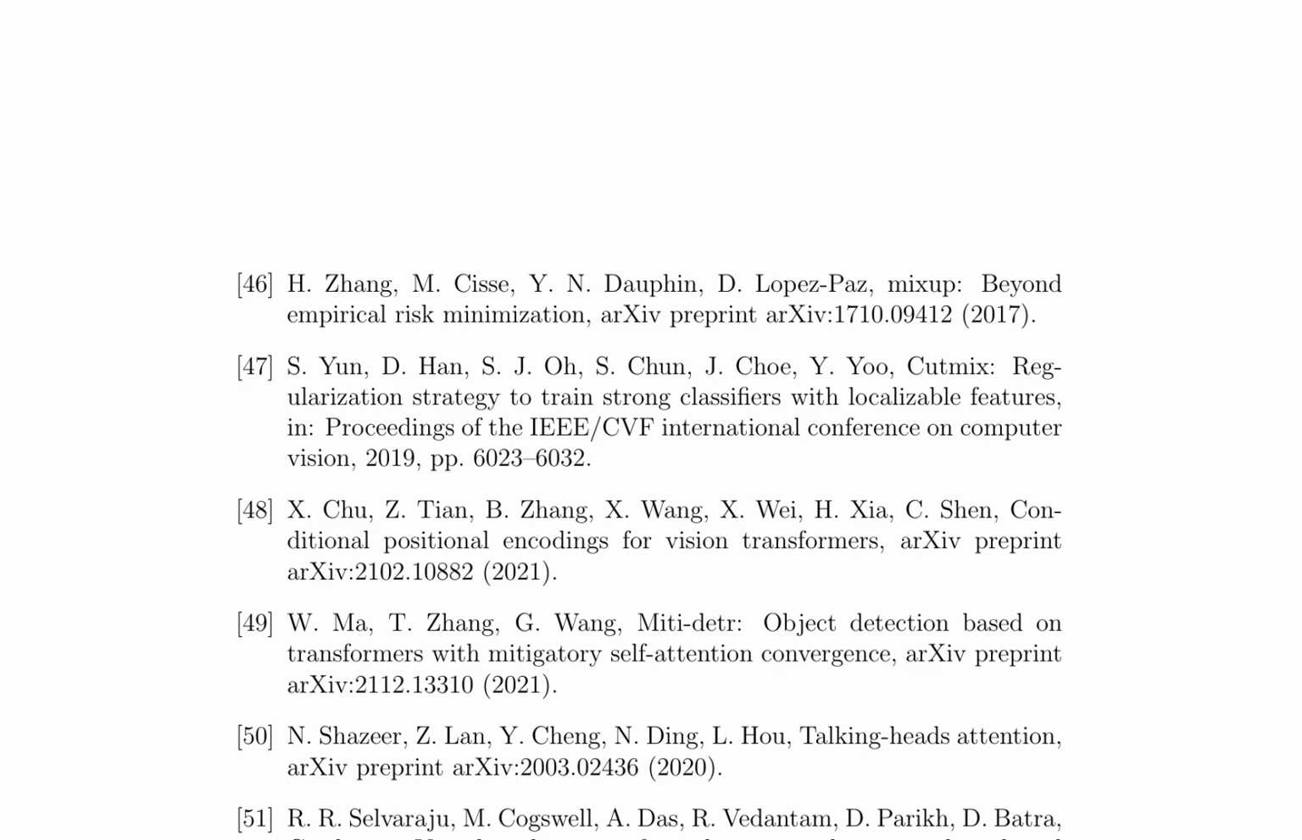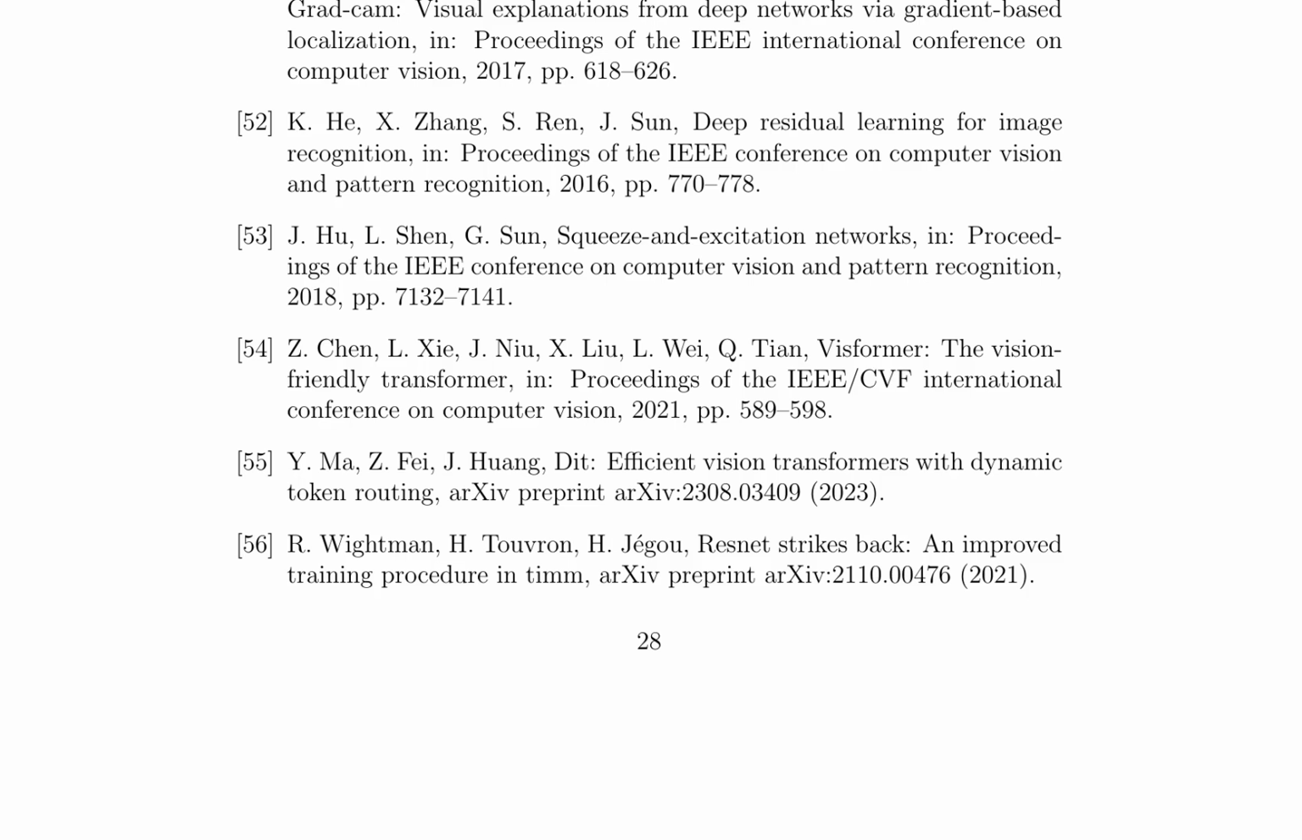Conditional positional encodings, introduced by Chu et al. 48, are a technique for incorporating positional information into vision transformers. The MIDI-DETR architecture, introduced by Ma et al. 49, is an object detection model based on transformers with mitigatory self-attention convergence. Grad-CAM, introduced by Selvaraju et al. 51, is a technique for visualizing the features learned by deep networks. The ResNet architecture, introduced by He et al. 52, is a widely used architecture for image classification.